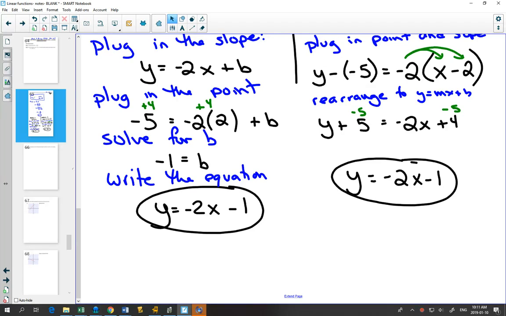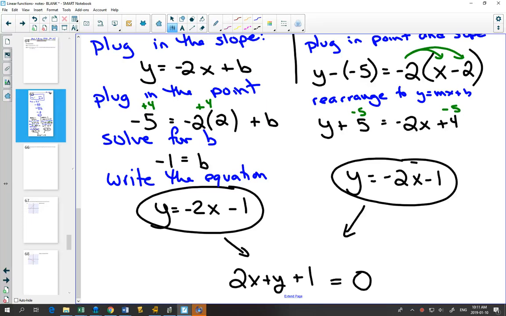General form is where one side is equal to 0. I'm going to move the 2x and the 1 over to the other side, so I'll get 2x plus y plus 1 equals 0. Remember, in general form, there are no fractions, no decimals, and the coefficient in front of x is positive.